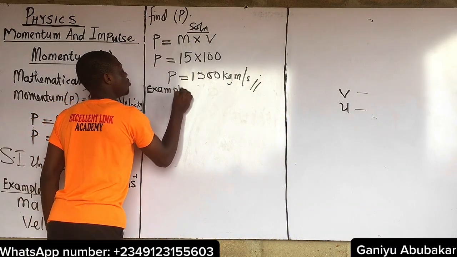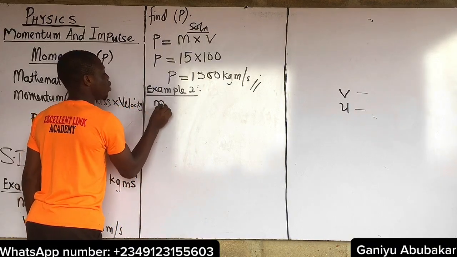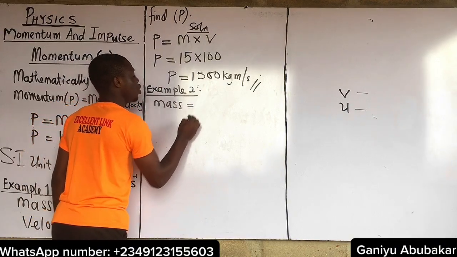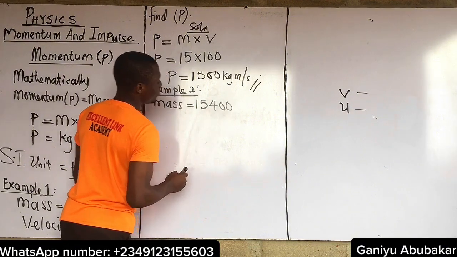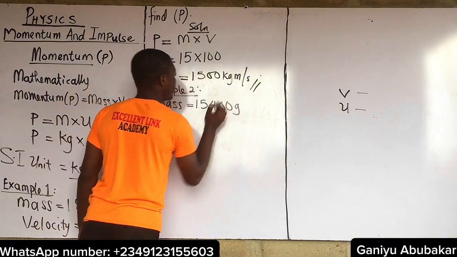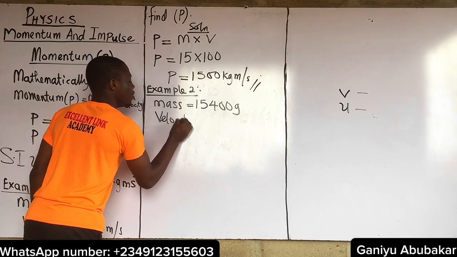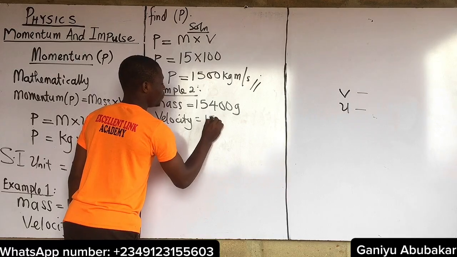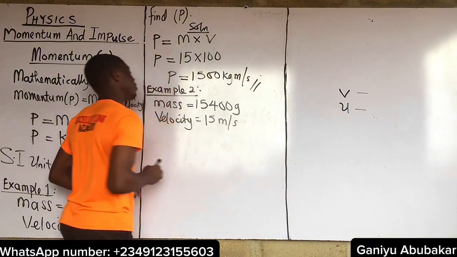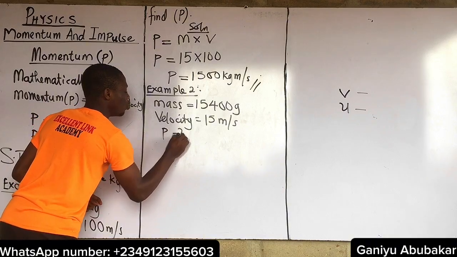Example 2. Let's say I have the mass of a body to be equal to 15,400 gram, and I have the velocity of the moving body to be equal to 15 meter per second. Find momentum. P is unknown.